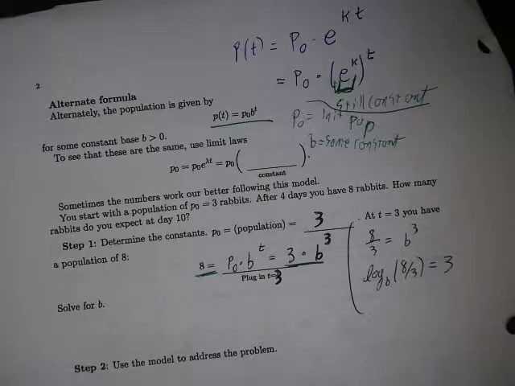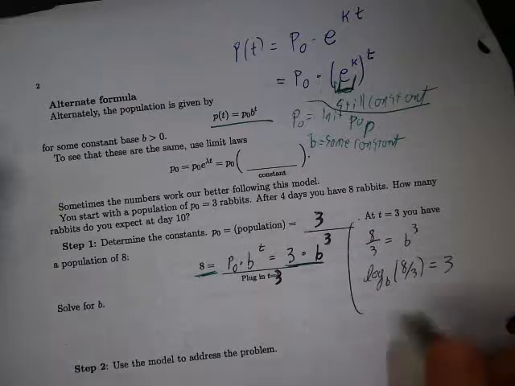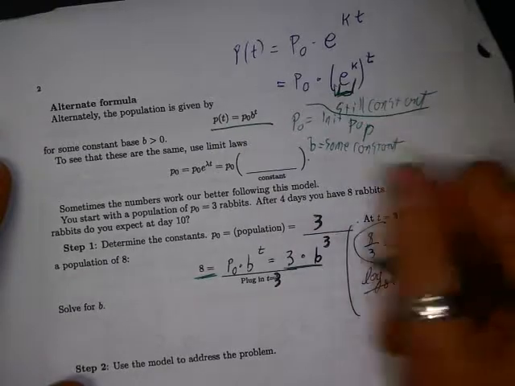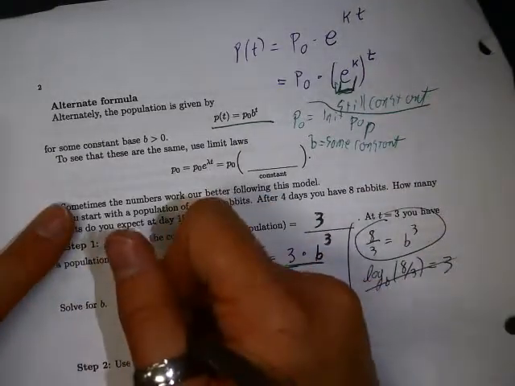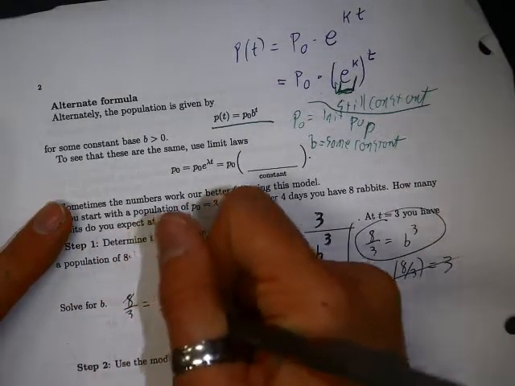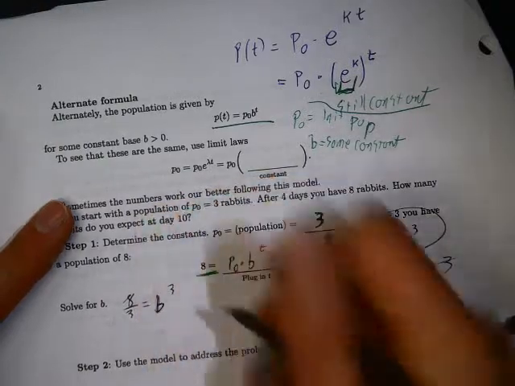I certainly haven't solved for b. And now it's kind of in a more complicated place. It's in the base of a log. So I don't like that solution. I like this step. This step is good. So let's do that step for us. So 8 over 3 is equal to b cubed.